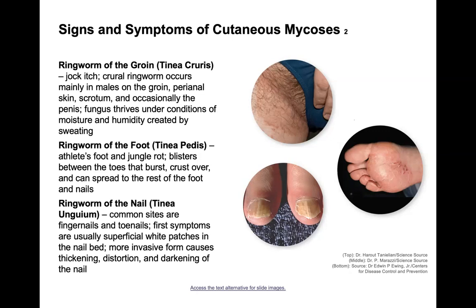And then finally, ringworm of the nail. These are tineas. The common sites are the fingernails and toenails. First symptoms are usually superficial white patches in the nail bed. A more invasive form causes thickening, distortion, and darkening of the nail.